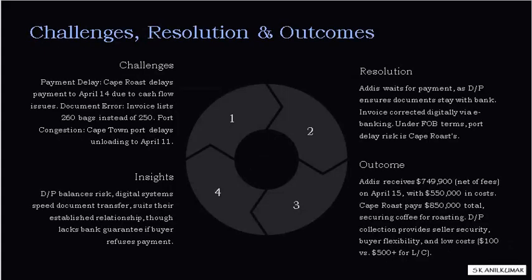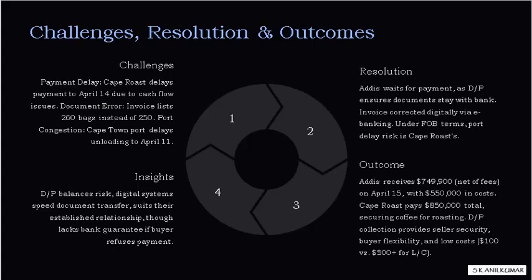What are the challenges, if any, and how can these be resolved? Cape Coast may delay the payment due to cash flow or the arrival of the ship. Though it is DP, you have to wait, because until the bank makes payment, the documents will not be given to the buyer. Sometimes there could be an error in the documents.